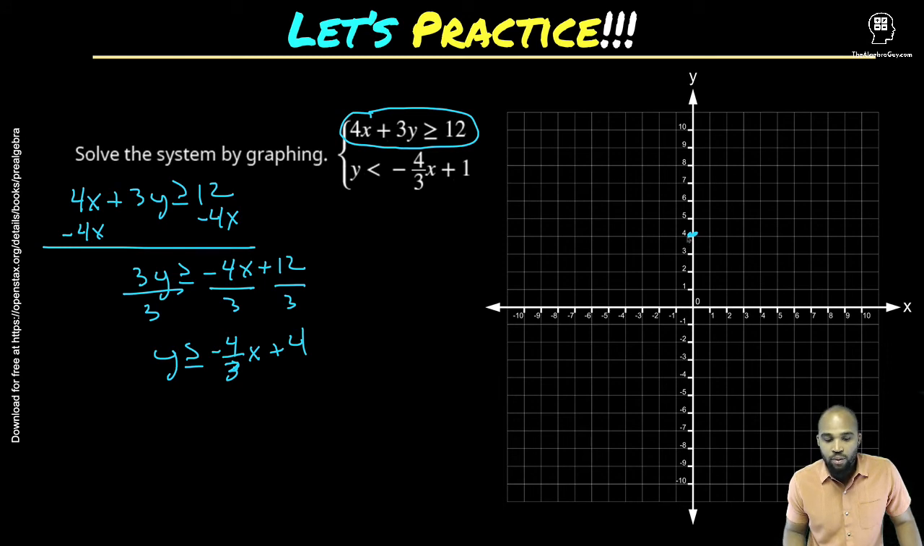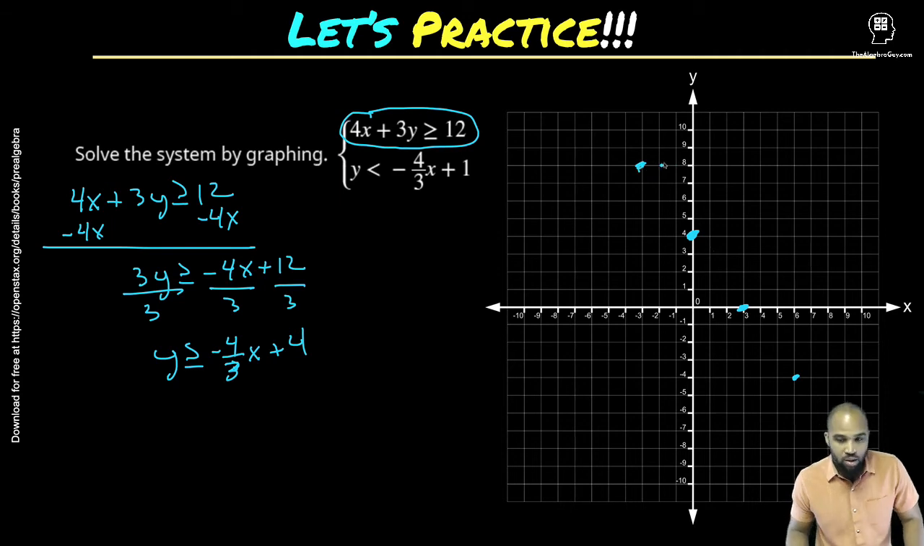We're going to start at 4. And it looks like it's negative, so we're going down 4, to the right 3. Down 4, to the right 3. 1, 2, 3. Down 4. And I like to see that they're straight. That means I'm doing it right.